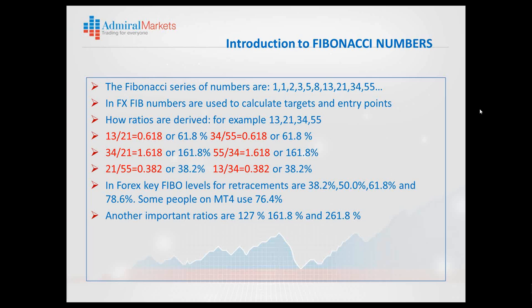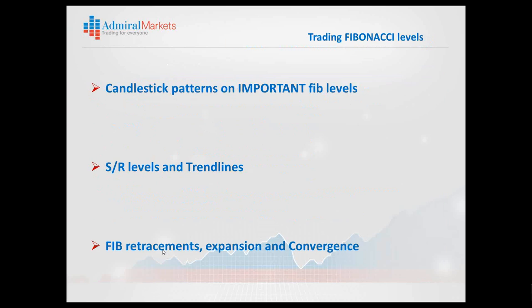So, as always, watch for a few signs, not just one. Fibonacci is very, very important in Forex trading. So pay attention again to 38.2, 50, 61.8 and finally 78.6 for trend trading or retracement trading. I will show you what it means a little bit later. So how do we use Fibonacci levels? With candlestick patterns on important Fibonacci levels, then we use them with support and resistance levels and trend lines. And those are called Fibonacci retracements, expansion and convergence.